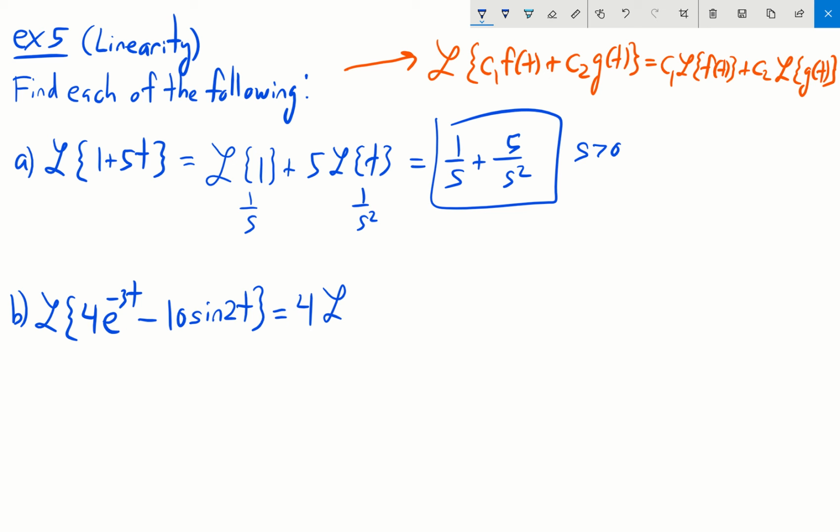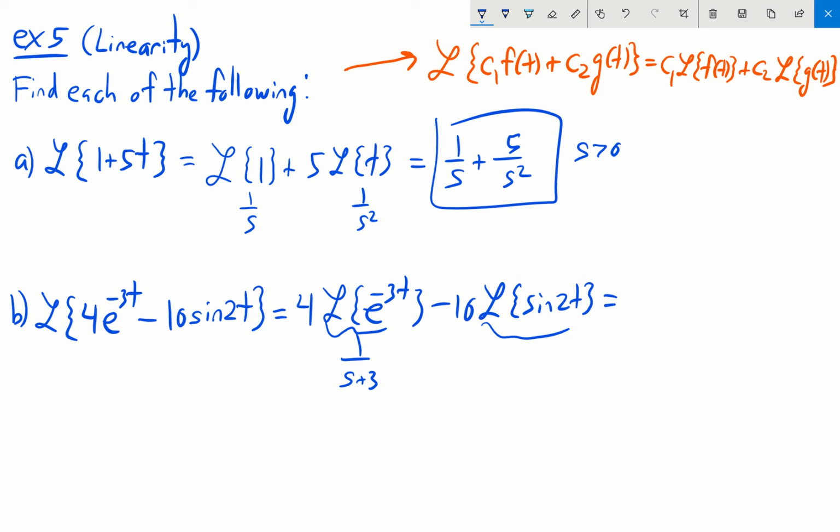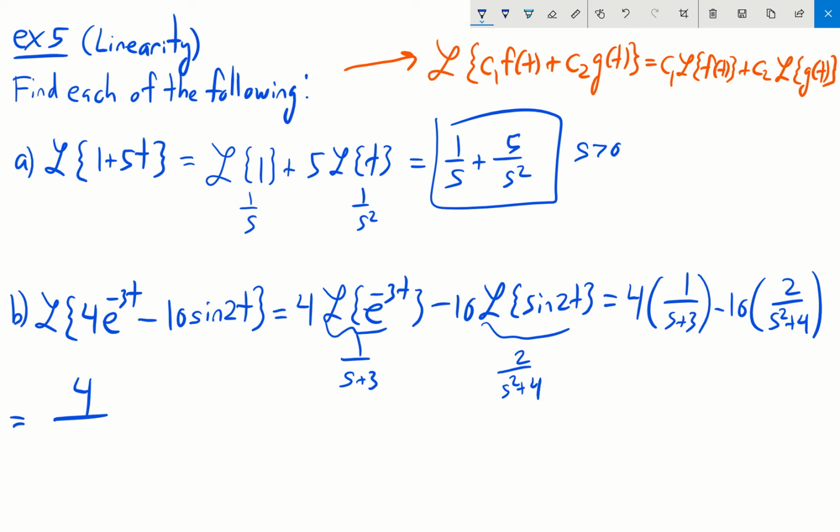This is going to be 4 times the Laplace transform of e to the negative 3t minus 10 times the Laplace transform of the sine of 2t. We had found earlier that the Laplace transform of e to the negative 3t was 1 over s plus 3 for this piece. And we saw that the Laplace transform of the sine of 2t was 2 over s squared plus 4. So this is going to be 4 times 1 over s plus 3 minus 10 times 2 over s squared plus 4, which we can rewrite as 4 over s plus 3 minus 20 over s squared plus 4.